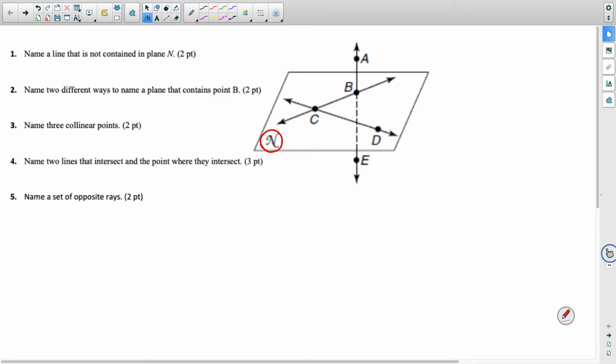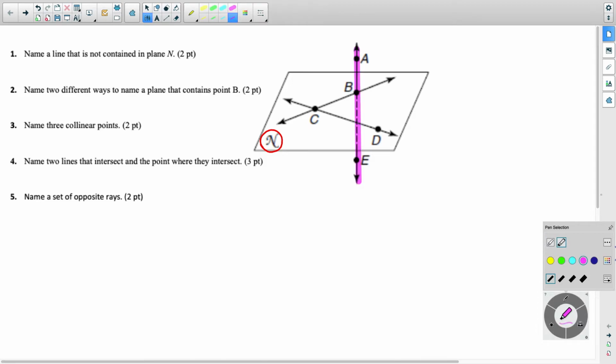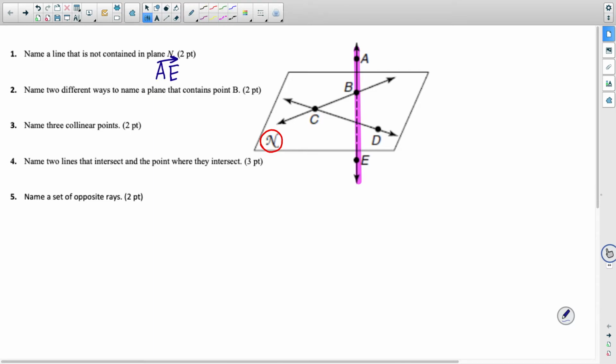And so a line that is not in that plane would be this one right here. This line right here is not in that plane. So you would say AE with a line over it, or you could say EA with a line over it. It's going through. Think about a pencil sticking through a piece of paper.